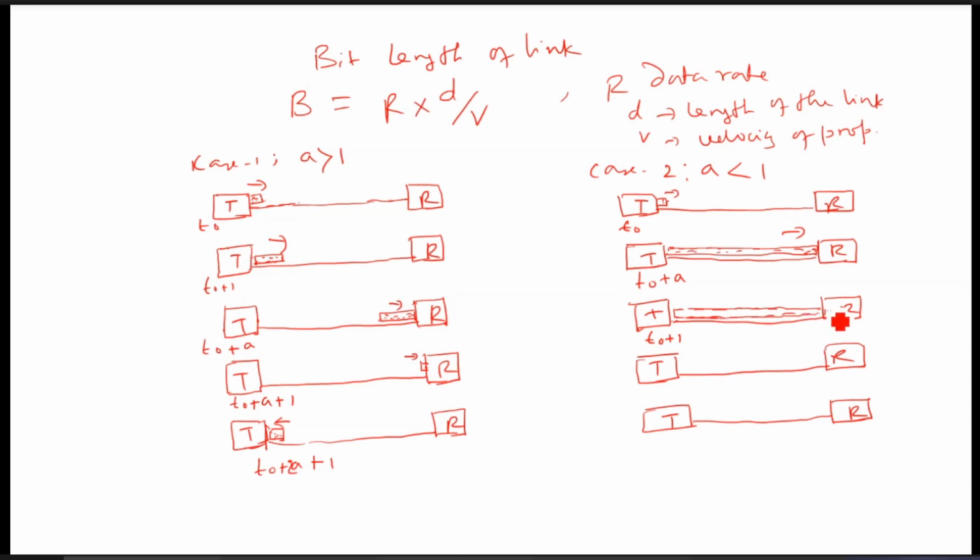It completes the transmission. So that is T0 plus 1. And you see when the full frame will be absorbed, that is T0 plus 1 plus A. At that time the complete frame will be received or absorbed by the receiver, right? And immediately it sends the acknowledgement. So when it is T0 plus twice A plus 1, at that time the acknowledgement will be received by the transmitter.